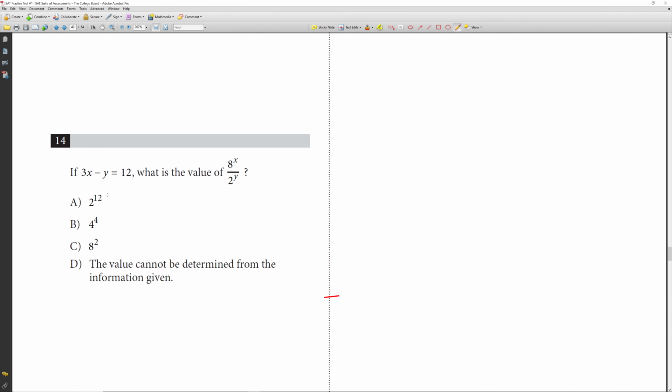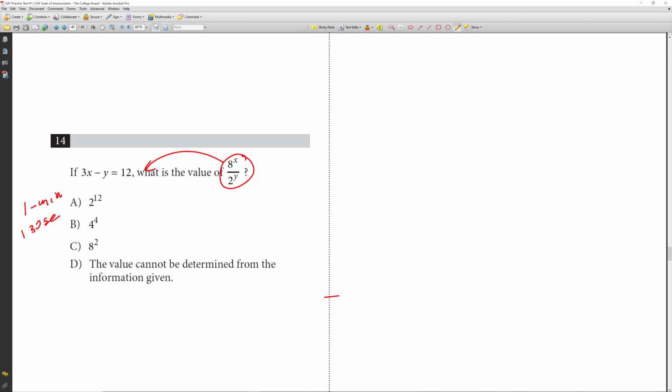Okay, question 14. This one focuses on exponents. It looks difficult, but it's really not. It's really telling you to make this look like that. So in general, this question takes anywhere between 1 minute to about 1 minute and 30 seconds. And the reason is this. Rules of exponents. What do you need to do?